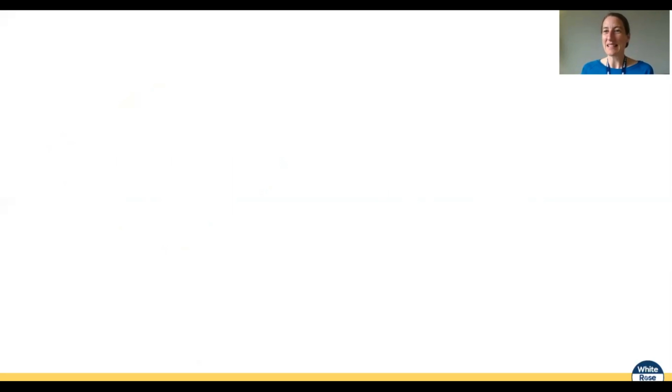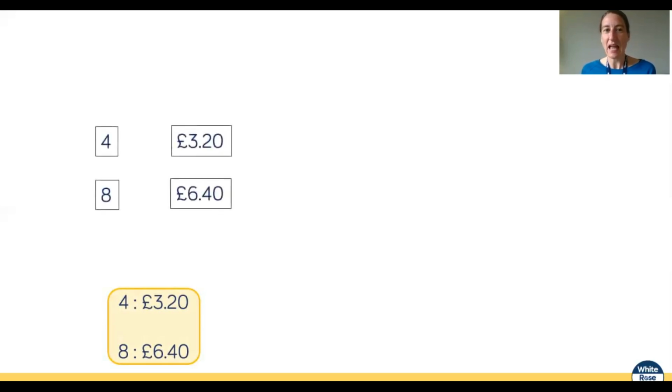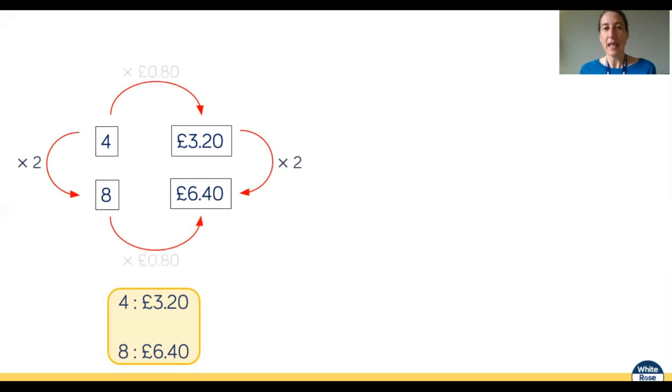So where might we take this next? Well, perhaps we link it to ratio. So the idea that for every 4 bags, it costs £3.20, and every 8 bags, it costs £6.40. And then look at the relationships between these numbers. It's very clear in this way, I think. So we can see the multiplier of 2 and the multiplier of 80p.